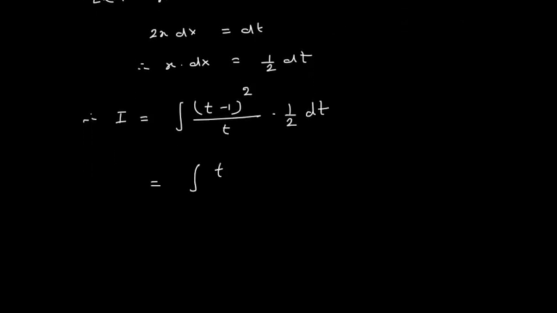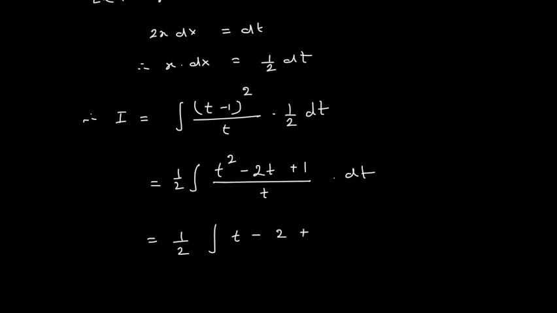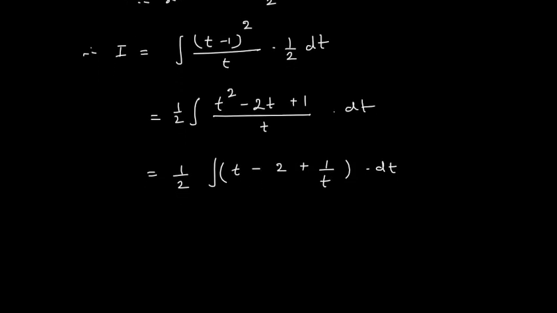So here it is (t square minus 2t plus 1) whole divided by t, and this 1 by 2 I will write here into dt. So this is 1 divided by 2 integration. Now I will divide, so here I will get t, minus 2, plus 1 upon t, whole into dt. Now I can integrate.